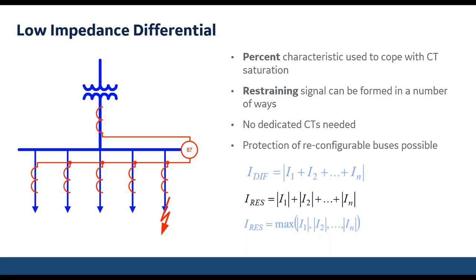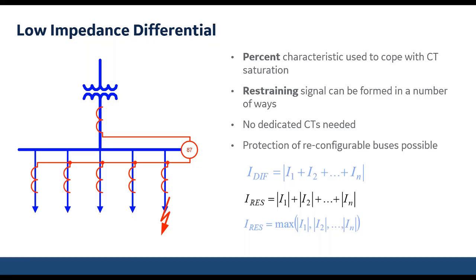And it uses a differential principle, again, current in equals current out, and it also calculates a restraint quantity. Then it calculates what percent of that differential to the restraint that I'm calculating, and if it's over a certain percent, then it's going to trip. So the setting that we set is the percent. How much percent of differential do we want compared to the restraint before we issue a trip?